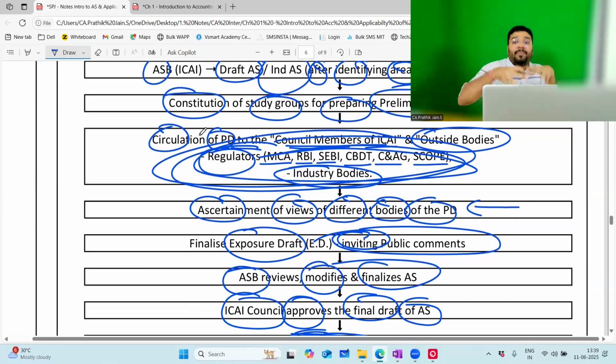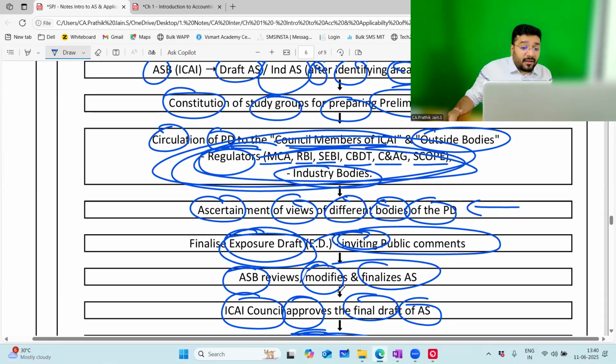And once we incorporate their views in the PD, that PD now becomes ED. So between PD and ED, what is the change? The change is the input that we receive from the ICAI Council members, RBI, SEBI, CAG. That is the difference between PD and ED. Once the ED is ready, it is made public, which means it has been issued to the public for comments and review. So now all the public, professionals, educational institutes, other members of ICAI, everybody else will give input.